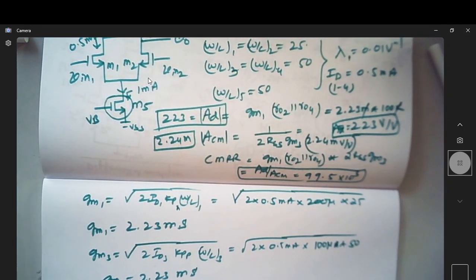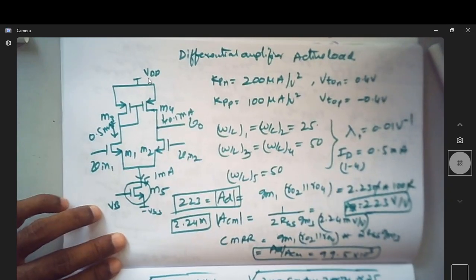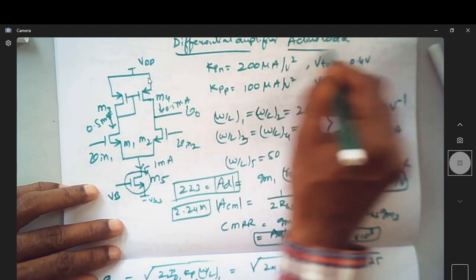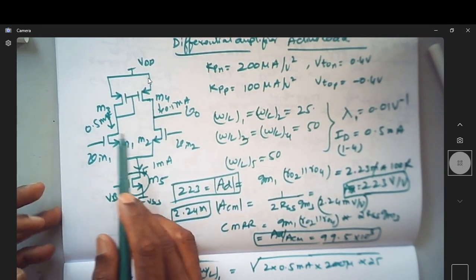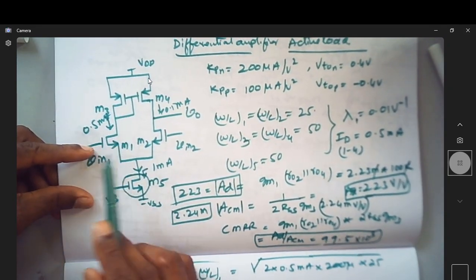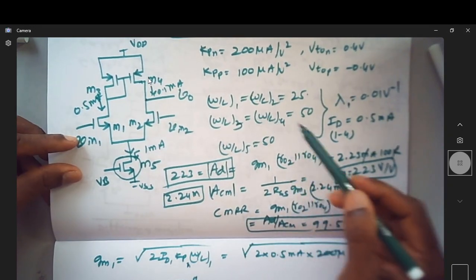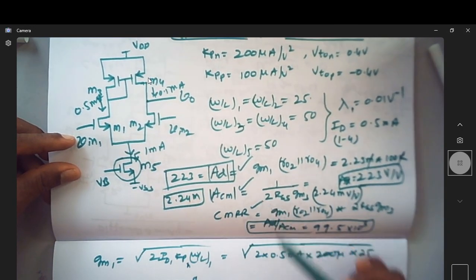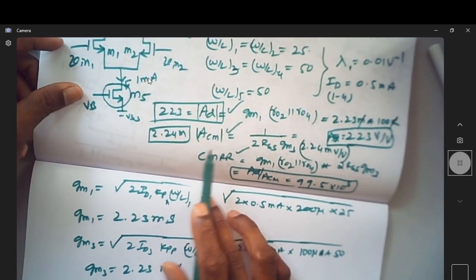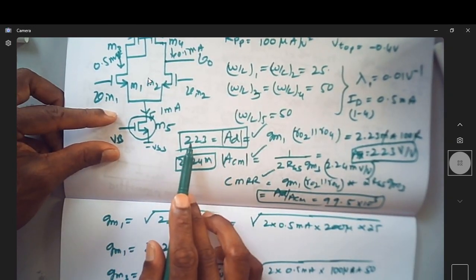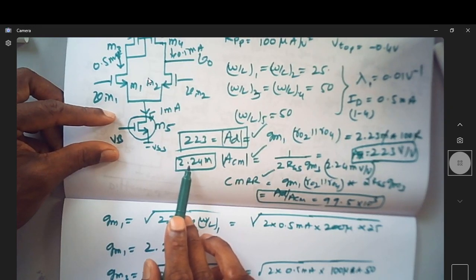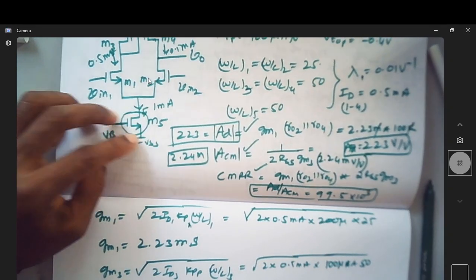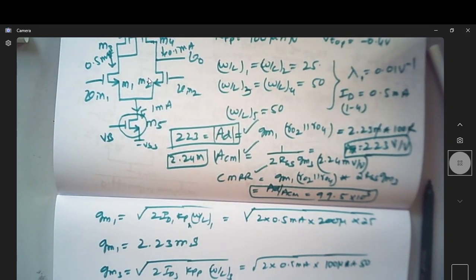So this way we are able to find the parameters related to this active load differential amplifier, provided you know the dimensions of the transistor, their lambda value, and the current flowing through them. And if you know the equations for your differential gain, common mode gain and CMRR, we can estimate the values. So here the differential gain is 223 and the common mode gain is very small, so CMRR is almost 100k. Thank you.